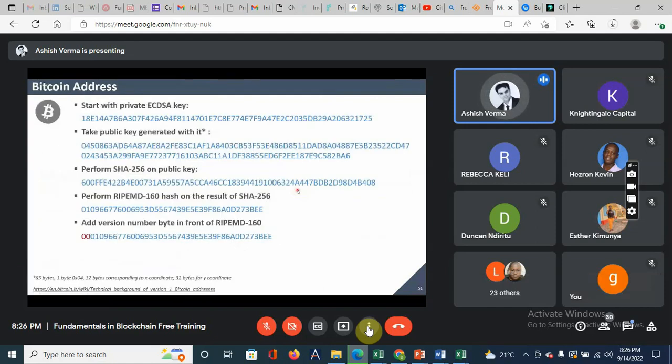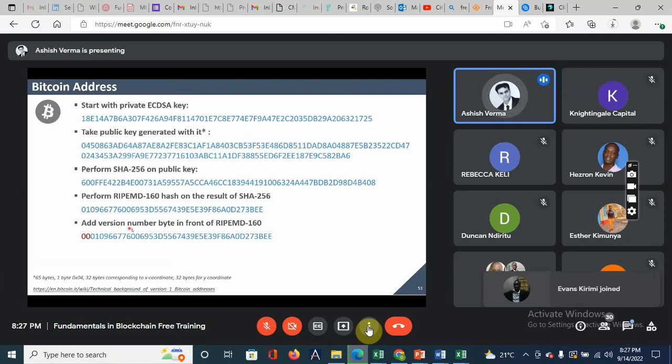In comparison to Ethereum, which only has 4, Bitcoin has many steps. It starts with the private ECDSA key. So this is your private key generated. Then you have the public key pair here. Then we perform SHA-256 on the public key. We get this output. Then we use another algorithm, known as RIPEMD-160, and we hash the result of this last hash, and we get this number.